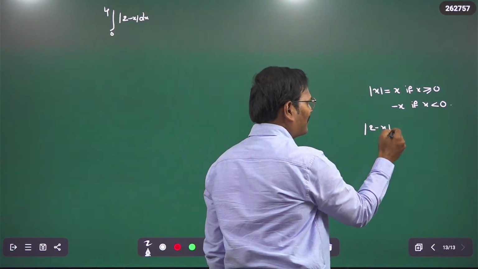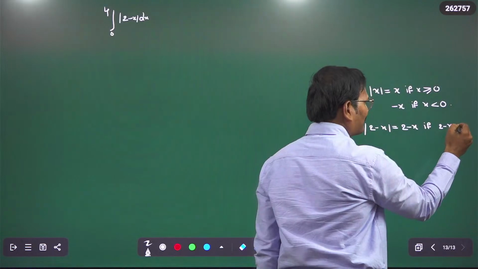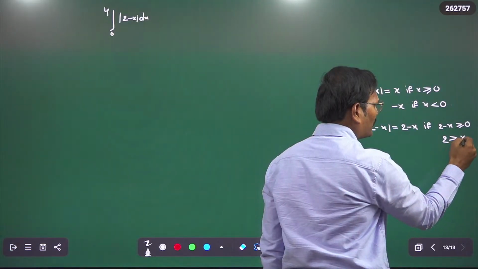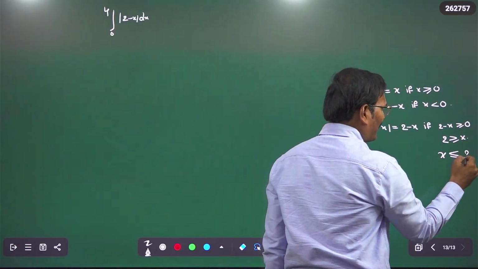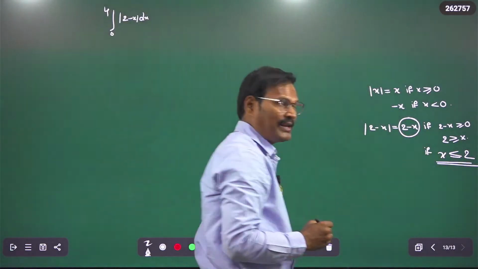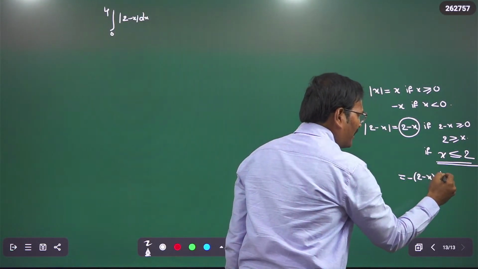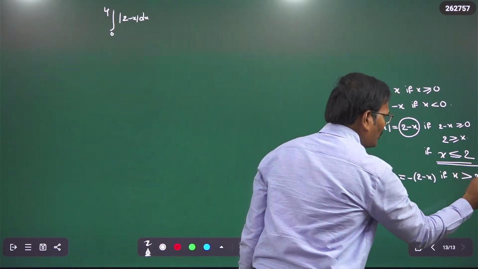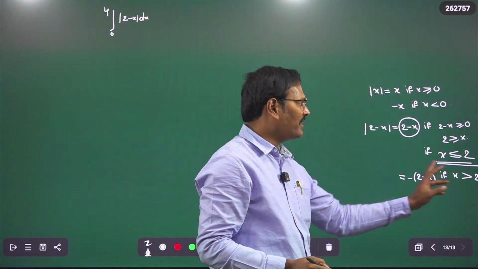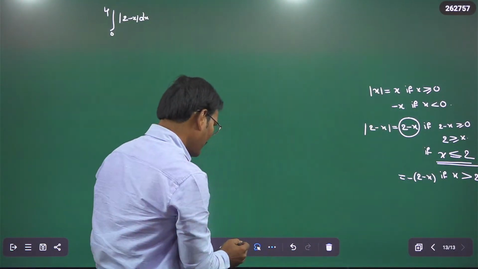Mod of 2 minus x is equal to 2 minus x if 2 minus x is greater than or equal to 0. That is, 2 is greater than or equal to x, so x is less than or equal to 2. So if x is less than or equal to 2, the function will become 2 minus x. And minus of 2 minus x if x is greater than 2. Is it clear? Okay, no problem, I will write.